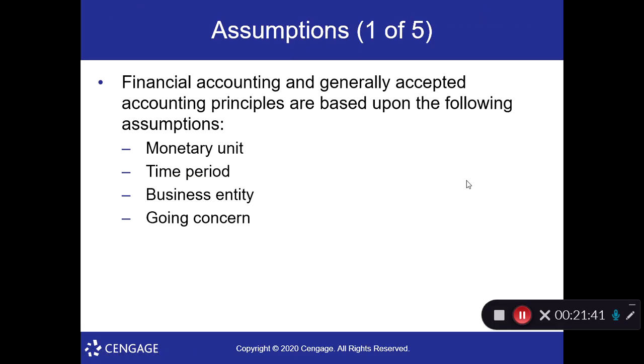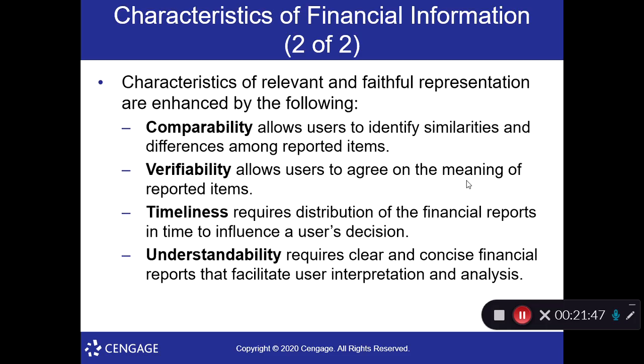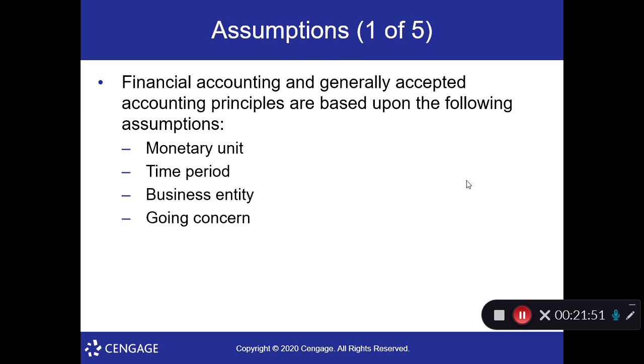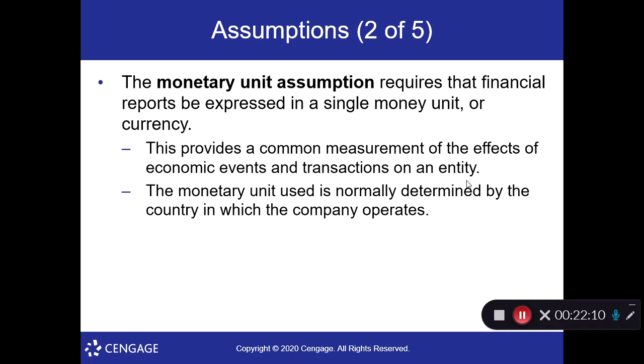So we said financial statements need to be relevant and faithfully represented. And then we also need them to be comparable, verifiable, timely, and understandable. Now there are an additional 5 assumptions that when we go and look at any financial statement that has been audited and is available externally, that we should be able to assume. The monetary unit, the time period, the business entity, and the going concern assumptions, and we will talk about those.